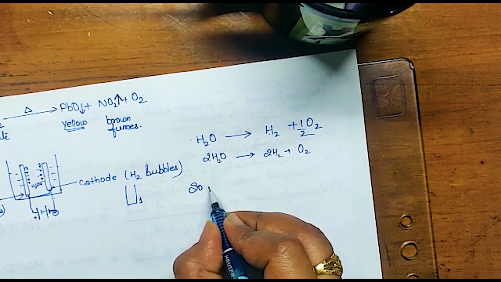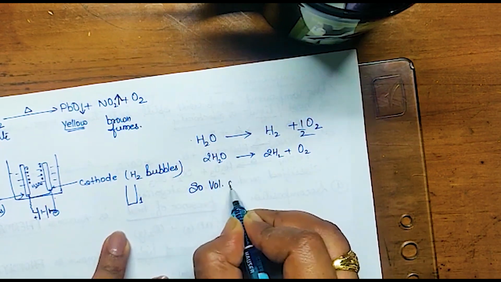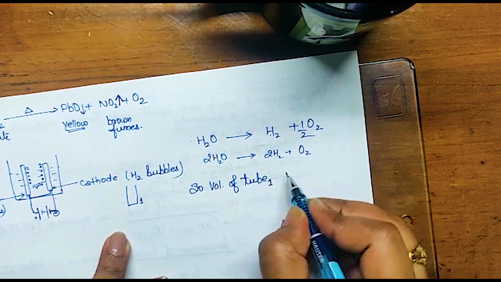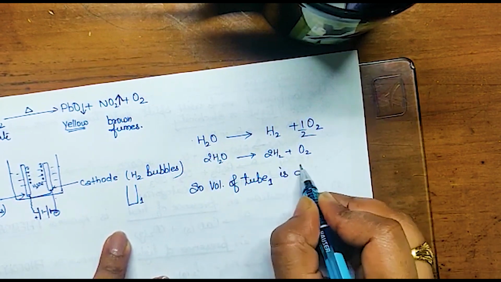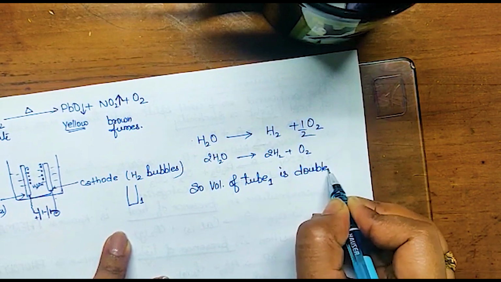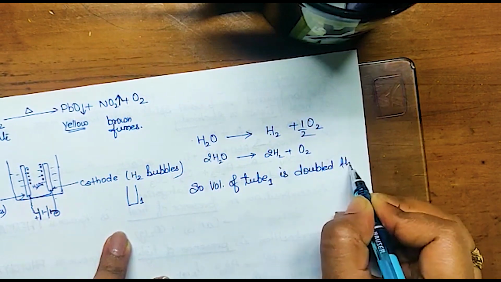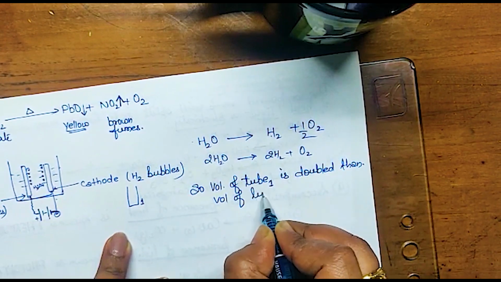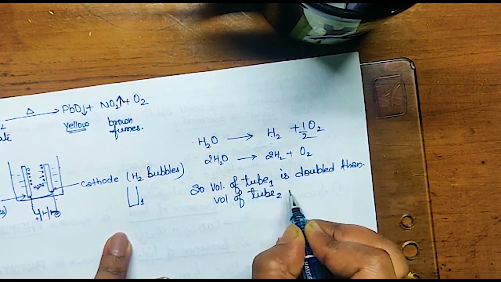So we can say that the volume of tube 1 is double the volume of tube 2. Got it?